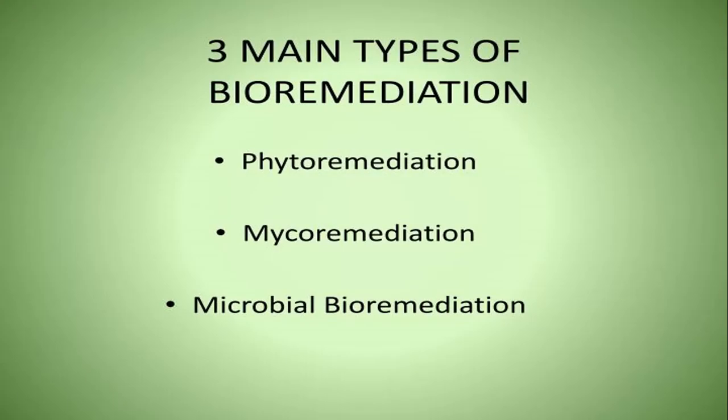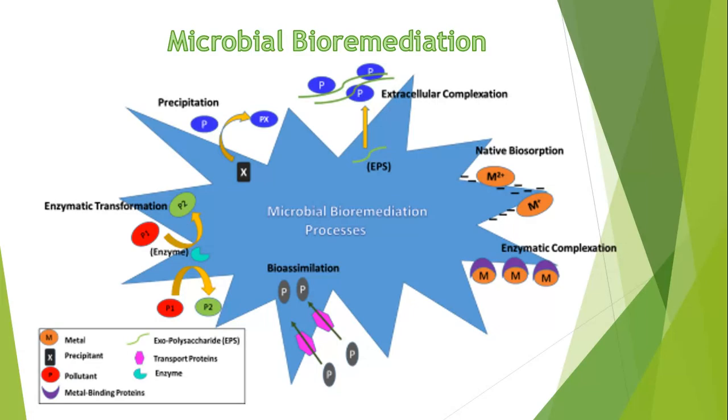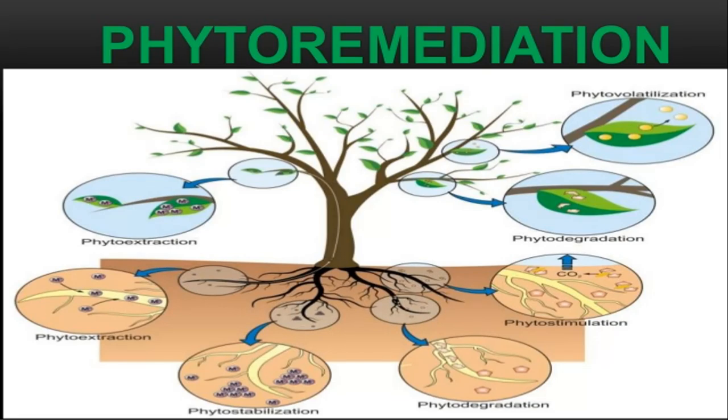Currently, there are 3 main types of bioremediation, which are microbial bioremediation, phytoremediation, and mycoremediation. Microbial bioremediation uses microorganisms to break down contaminants by using them as a food source, while phytoremediation uses plants to bind, extract, and clean up pollutants such as pesticides, petroleum hydrocarbons, metals, and chlorinated solvents. And the third type, mycoremediation, uses fungus digestive enzymes to break down contaminants.